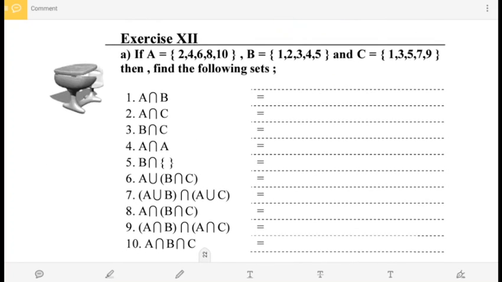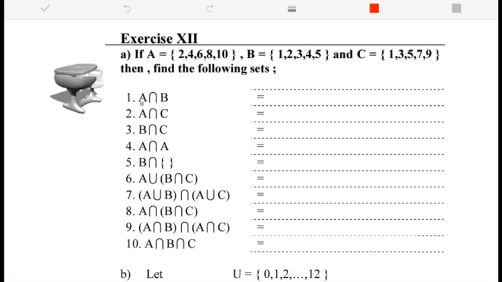Exercise 12 is just finding the intersection between the given sets. So if I have the intersection between A and B, what is common between A and B? You have 2 also here, you have 4, you also have 4 here, and that's it, just the set of 2 and 4. Okay, do the same for the next questions. Another explanation that I can give to you is for number 7.